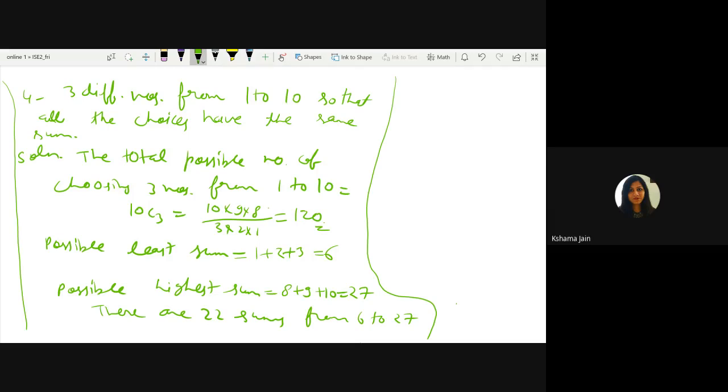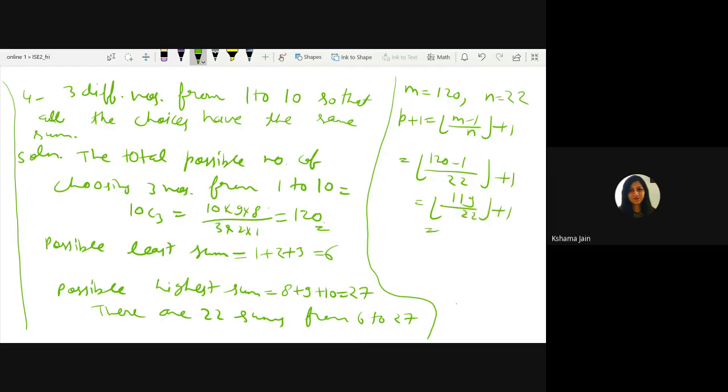So in such a case, we will see that m is 120. The total number of ways of choosing 3-number combinations is 120, and these are giving sums from this sum to this sum, and such sums are 22. So the least number of ways of choosing the choices that have the same sum will be p plus 1, that is (m minus 1) by n plus 1. Put the values: 120 minus 1 by 22 plus 1. 119 by 22 plus 1.